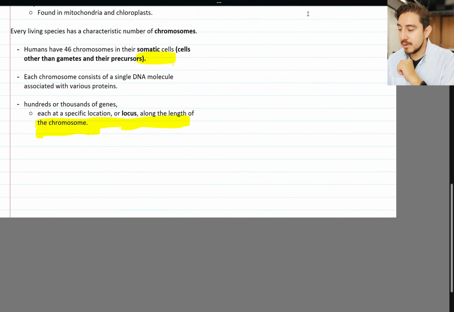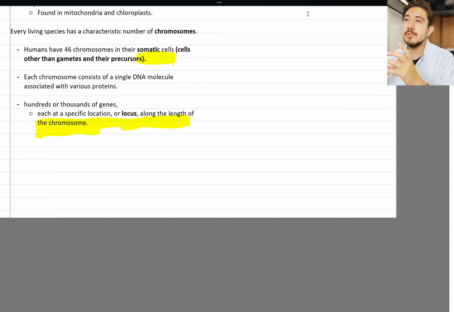Just to go a little bit further down here, each chromosome consists of a single DNA molecule associated with several proteins. We've talked about this in terms of chromatin, that the DNA is coiled around histone molecules and other proteins that are involved in its regulation.